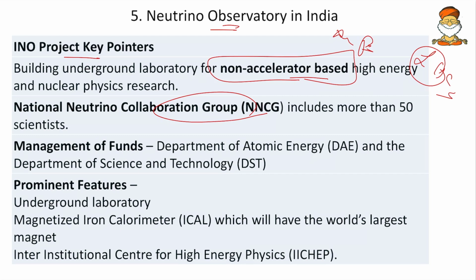Then who is giving the fund? That is the Department of Atomic Energy and the Department of Science and Technology. Make sure that you cross-check and see to which ministry these two belong. Then prominent features: we have an underground laboratory and a magnetized iron calorimeter, which will have the world's largest magnet. So what is a calorimeter? That which checks the calorie. Calorie means the energy. So that which checks the energy level of the neutrino is the magnetized iron calorimeter. So don't learn by heart. Make sure that you understand every word and learn.